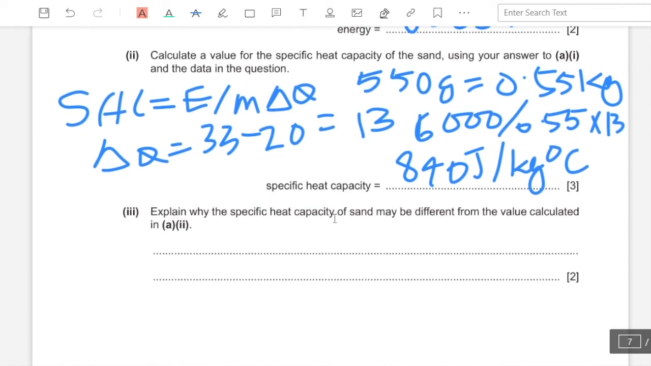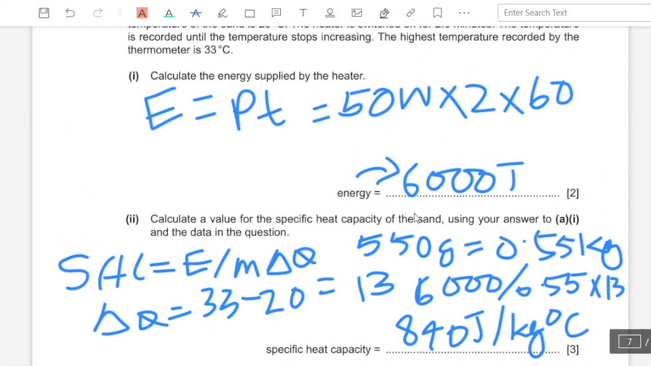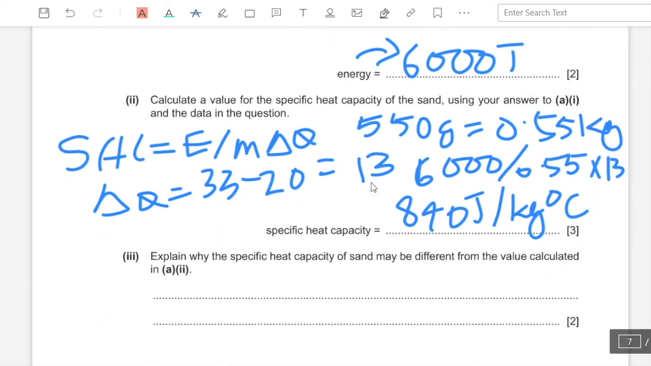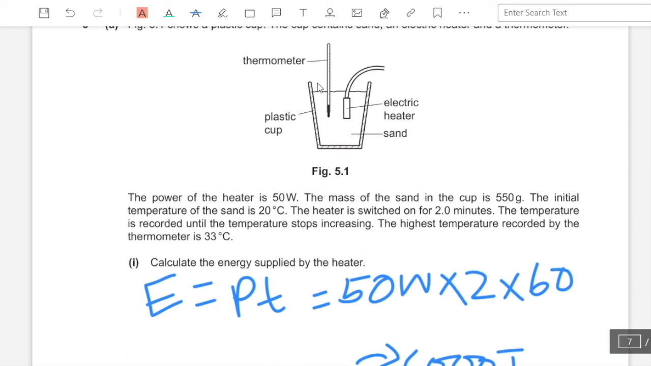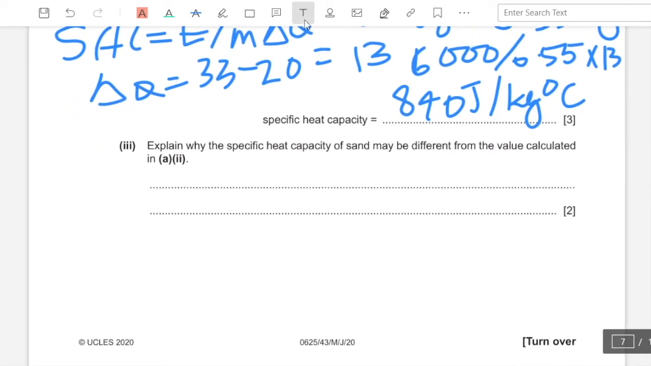3. Explain why the specific heat capacity of the sand may be different from the value calculated in A2. So this was the specific heat capacity which we calculated based on the practical over here, which means the actual value, and they're asking why the actual value might be different. So over here, the energy needed to change the temperature of the sand might be different from the actual energy needed because heat might have been lost to the surroundings, and so the actual value might be less than the value calculated over here.